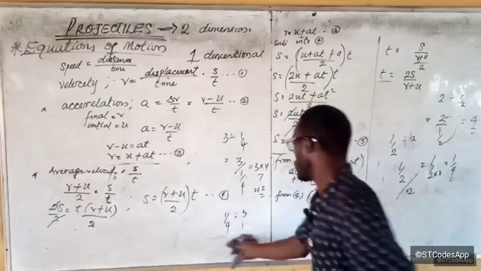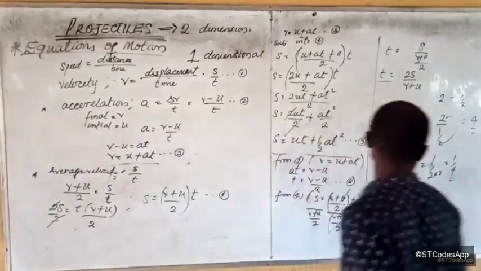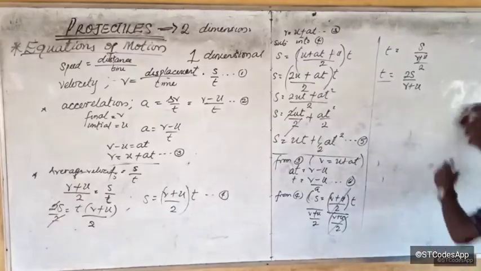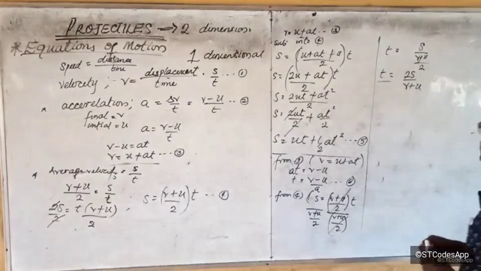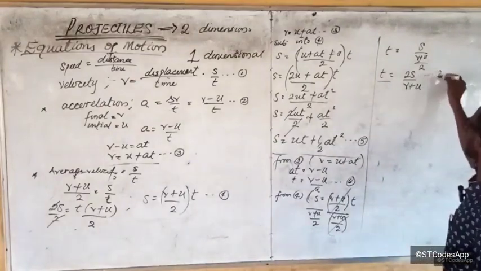Is that okay? So for some of you, you already understand that trick anyways. So we're going to just proceed. So that was what I used here. I'm dividing by a fraction here. So 2 goes up and I have 2s over v plus u. So this is equation 7, for example.